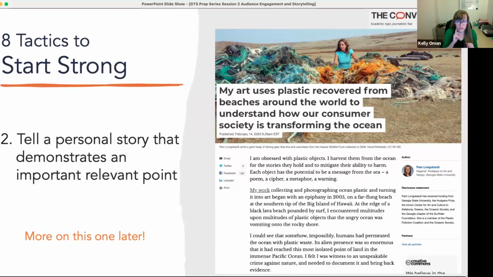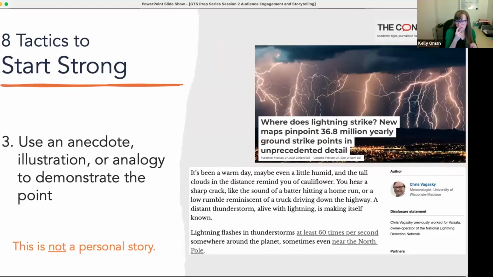But another one is to tell a general story or an anecdote or an analogy to demonstrate the point. And so this person starts off with a very brief, imagine this scenario. It's been a warm day, maybe even a little humid, and the tall clouds in the distance remind you of cauliflower. You hear a sharp crack like the sound of a batter hitting a home run, or a low rumble reminiscent of a truck driving down the highway. A distant thunderstorm alive with lightning is making itself known. And so this story is all about research on lightning.